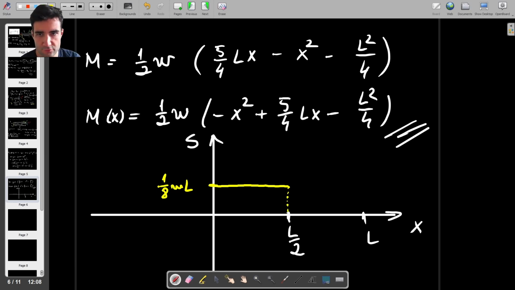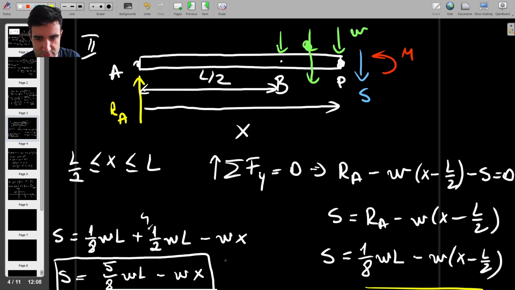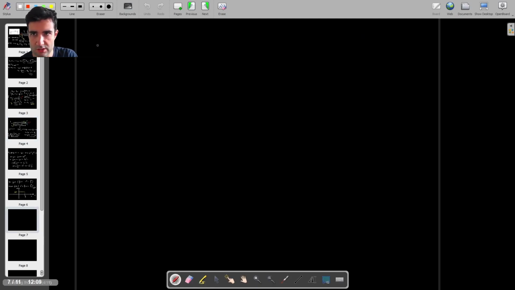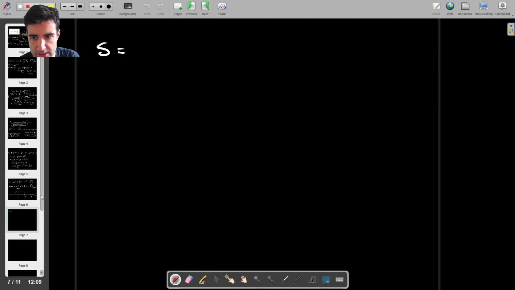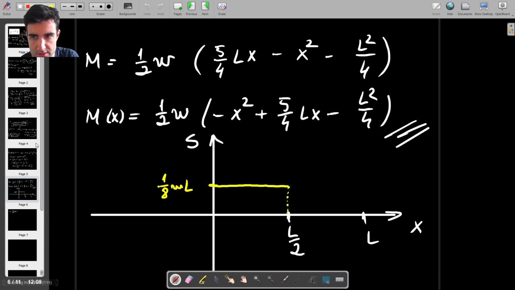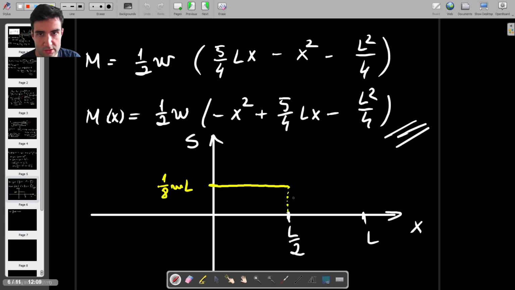Okay, and then for the other half, we know that the shear force is equal to this. So I'm going to write it like that. S is equal to 5 over 8 WL minus WX. So it's a linear function in terms of X, and we know that it should start from that 1 over 8 WL.